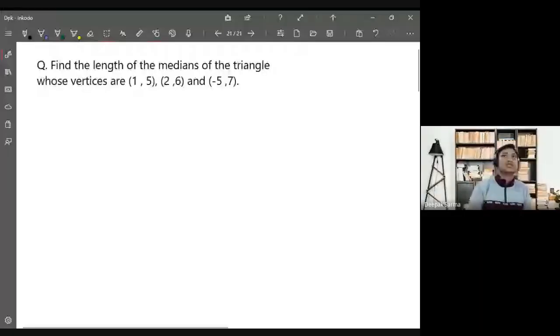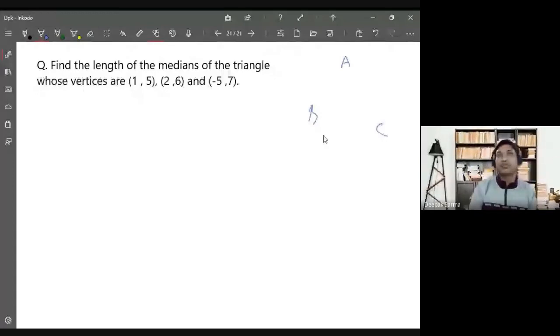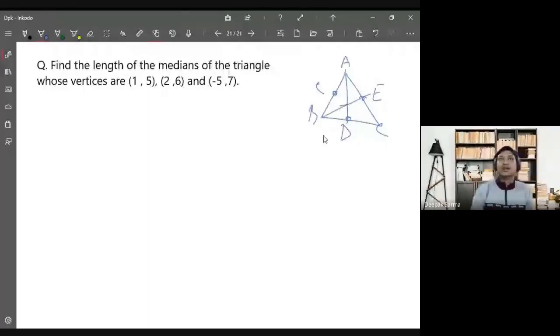So what is median? If 3 points are given, A, B, and C, so it is a triangle. So median means if we consider a midpoint here, suppose D, E, F, whatever it is. If you consider a midpoint, now if you join this line, AD, this one is one of the medians. Similarly, DE is one of the medians. So similarly, these are the medians. So if you join one vertex to the midpoint of the opposite side, that is known as a median.